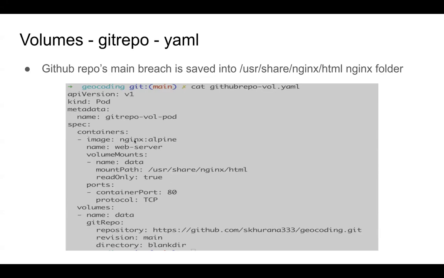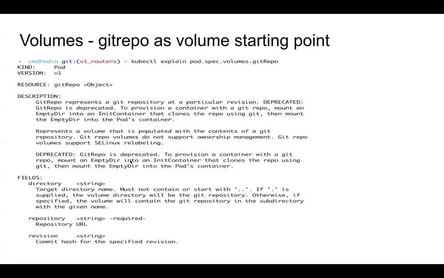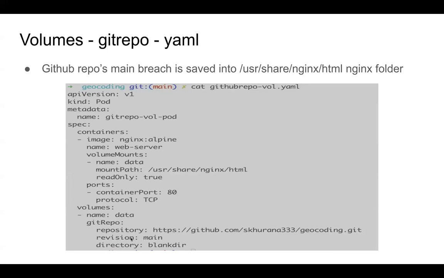So we'll use the Nginx image only. The volume mounts data under this public folder itself on the container port 80. So this is data, you see this name data, and this data is this volume, which is now of gitRepo type. And this is the repo which I have given. This is a public repo now. I want the main branch, and the blank directory and all those things, correct? You can read what this means: a target directory name must not contain whatever, right? So this is what I have given. That directory should be a blank one, correct?